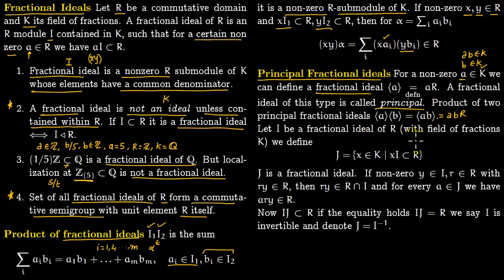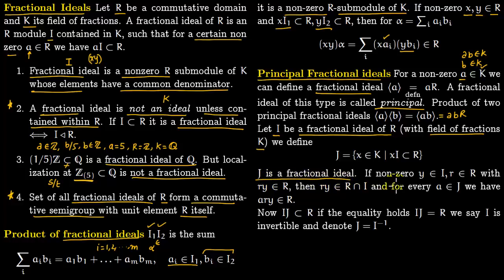So now we come to another important aspect of fractional ideals, and now we're going to talk about invertible fractional ideals. You start with I, a fractional ideal of R, and this R has field of fractions K. Now we define a new ideal J, which is x within K such that xI lies within R. So notice that now this x is within K. For a fractional ideal, we had this aI lies within R, where a is in R. Here x is in K.